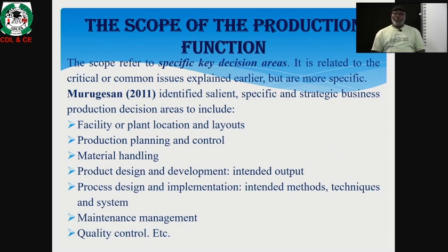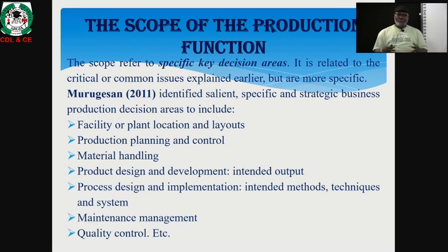Now, the scope or areas of the production function. For every business, in the course of this discussion, we looked at the key or the common production issues, including where to produce, how to produce, for whom to produce. Now we're going to look at the specific issues that make up the production function. Murugesan in 2011 identified salient and specific as well as strategic business production decision areas.